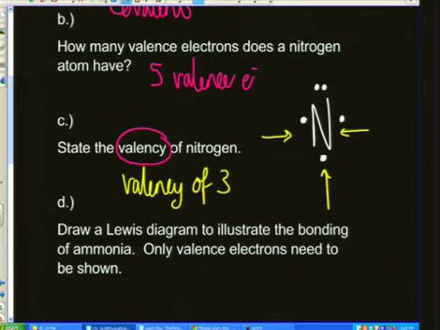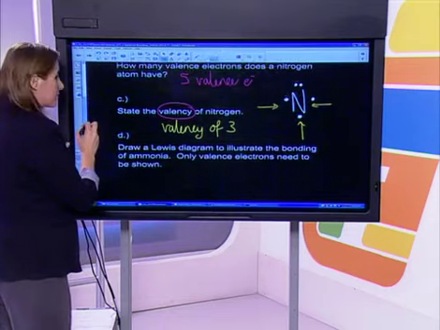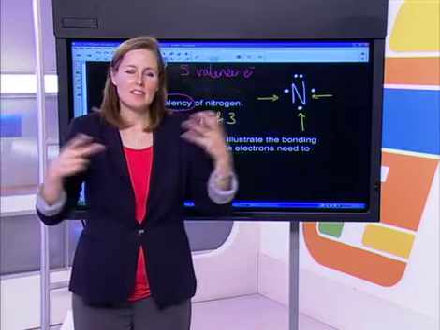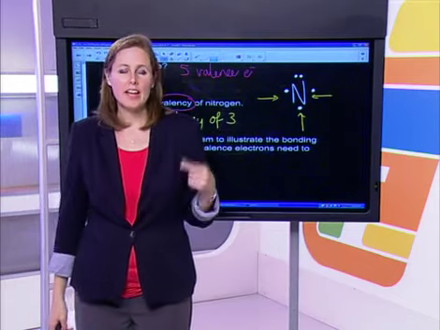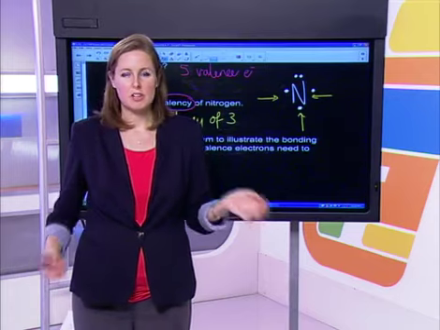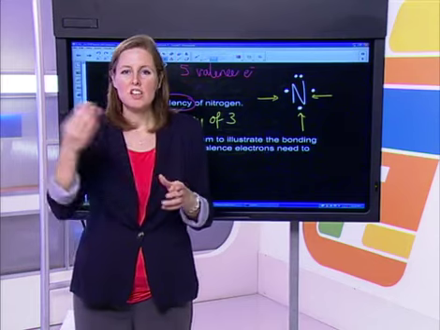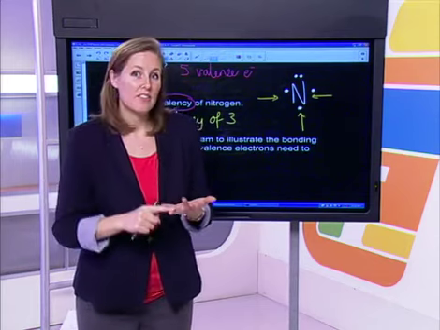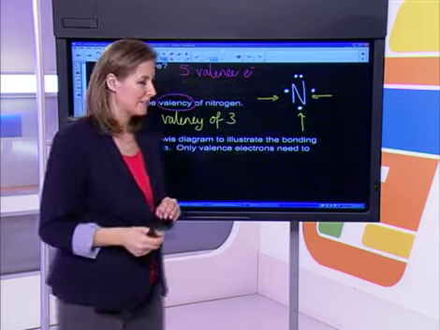Draw a Lewis diagram to illustrate the bonding. Now, I started a Lewis diagram because I know it's coming, but very useful in terms of answering your questions is go and make use of the models that you have. Go and draw an energy level diagram. Go and draw a concentric circle model. Whatever will help you to identify where the electrons are so that you can very quickly identify the number of valence electrons, the valency, and the type of bonding that's going to be occurring.